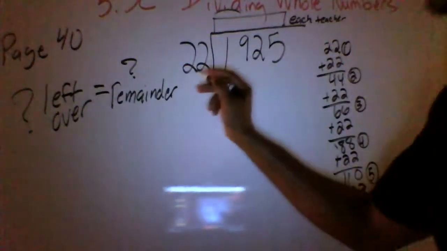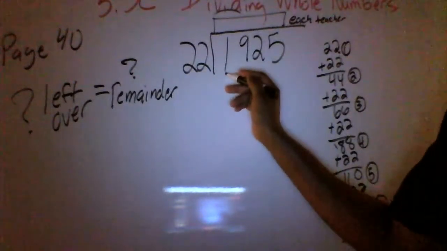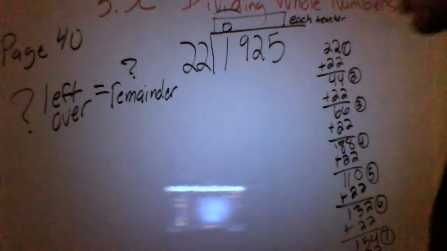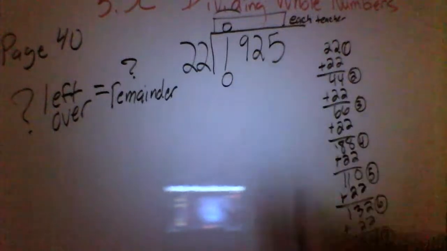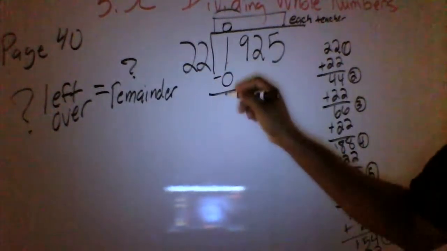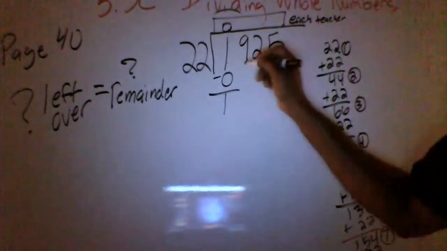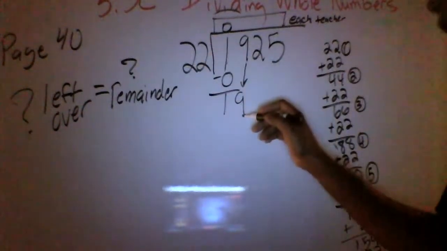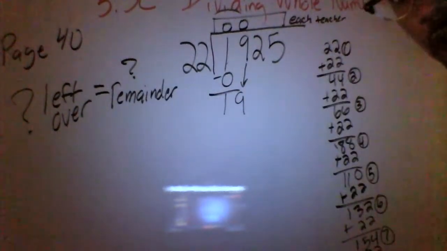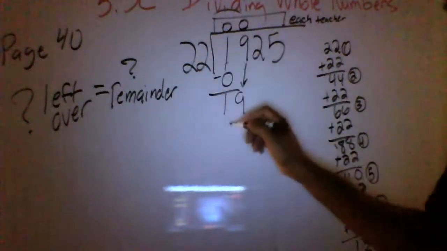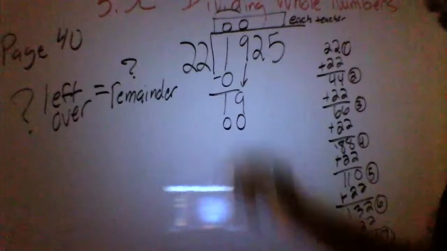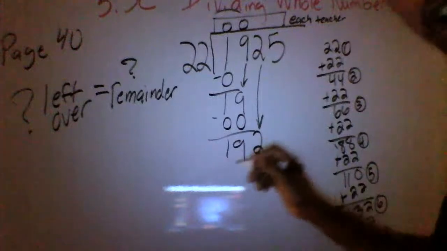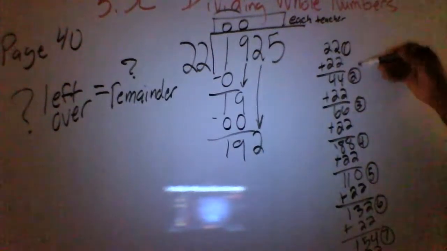All right. Now you say, how many groups of 22 go into the 1,000 spot? Well, 0. 22 cannot be divided into 1. So that's 0. 0 times 22, 0. Subtract, 1 minus 0, 1. Bring down the 9. That's 19. Well, how many groups of 22 can go into 19? 0. 0 times 22 is 0. Subtract. That's 19. Bring down the 2. So that's 192.